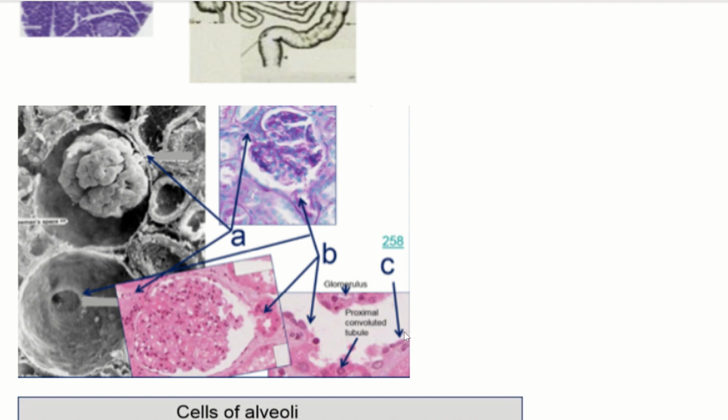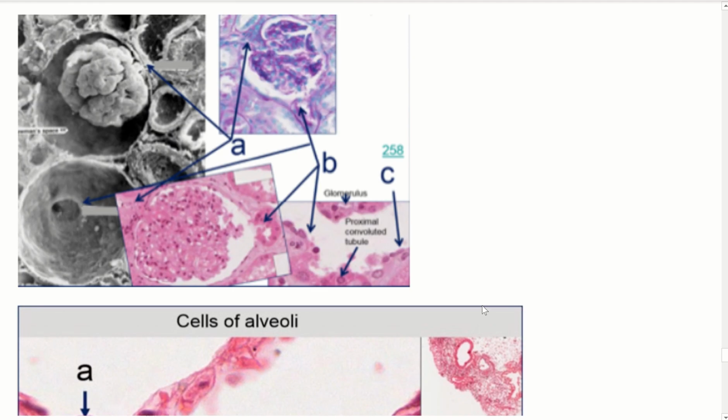Okay, and then C right here, so this is pointing to like the outside cells of the glomerulus, the outside lining cells, and those, remember, are going to be our parietal cells. Our parietal cells lining the outside of here, okay? And then the cells in here would be the podocytes. These would all be the podocytes, okay?